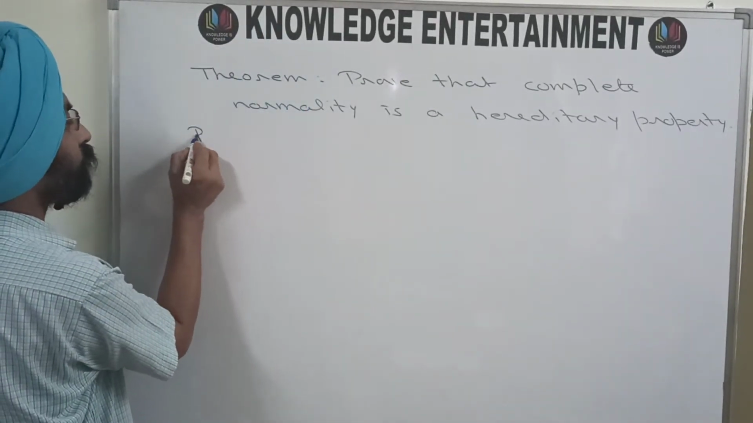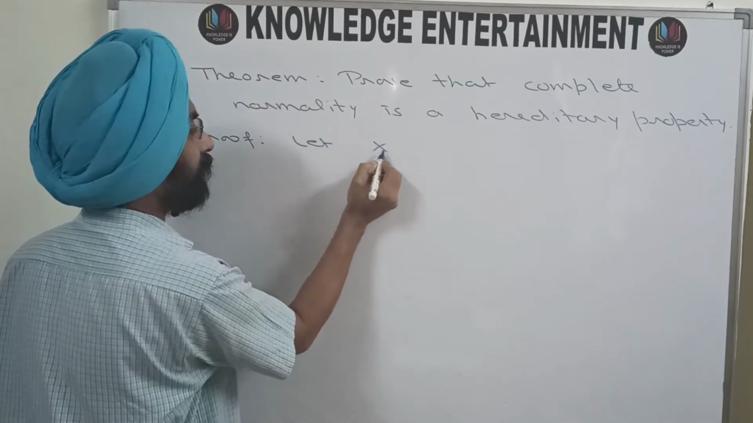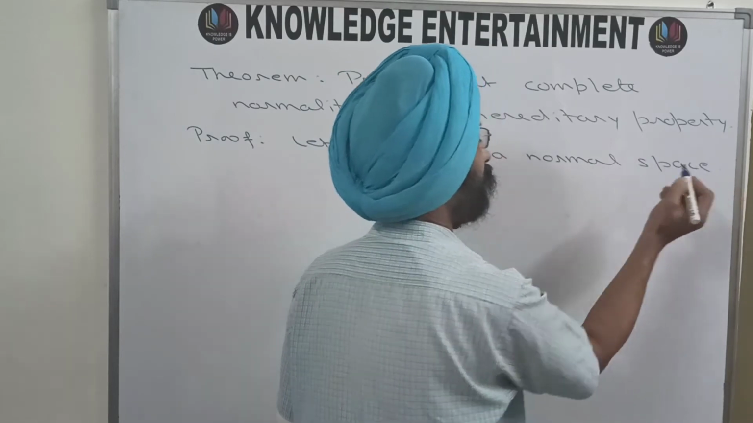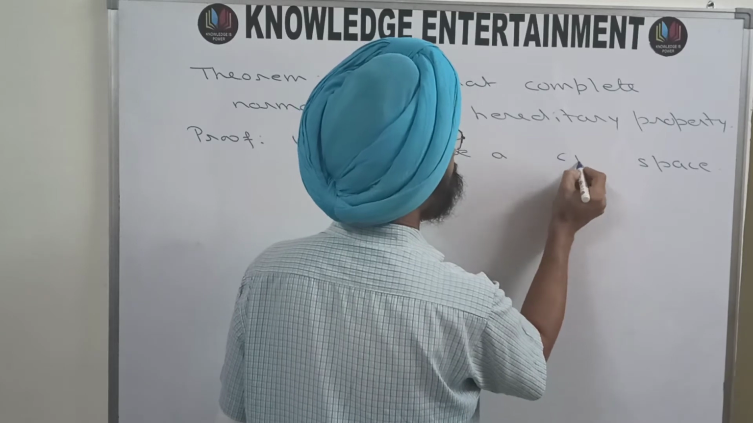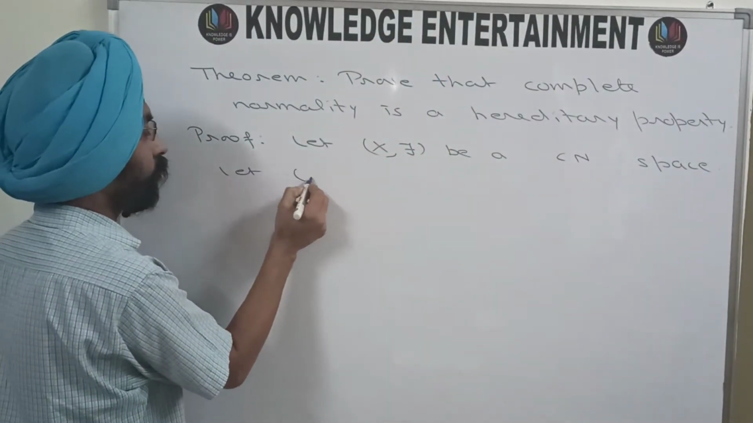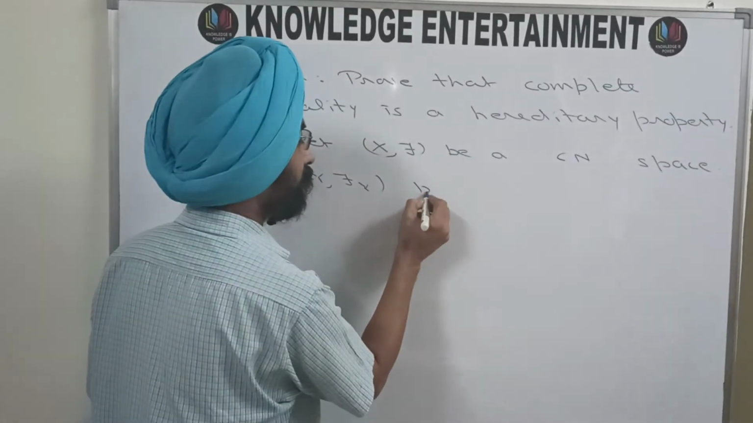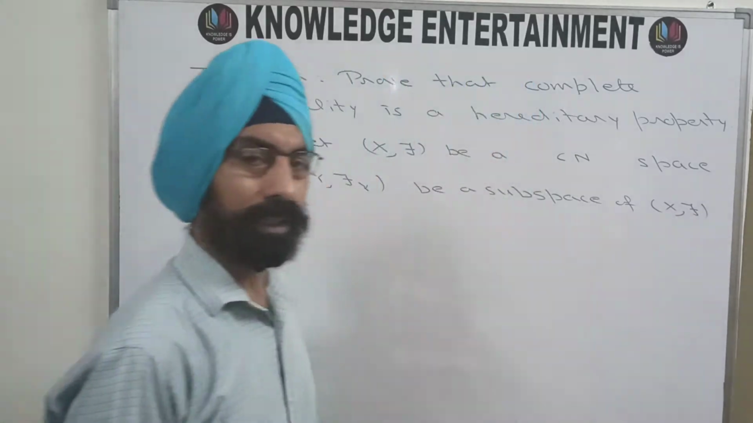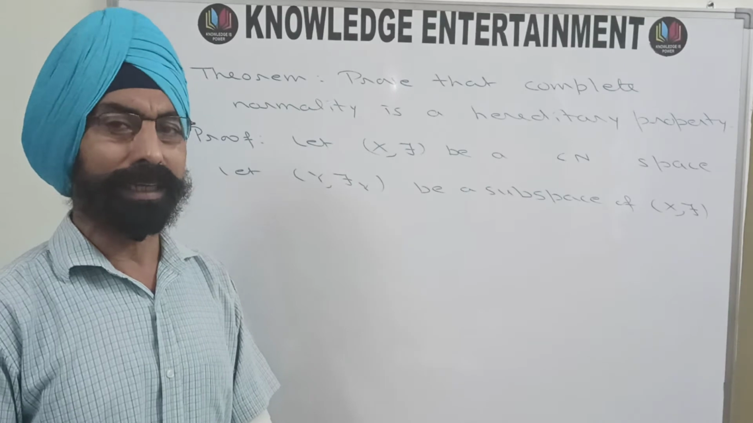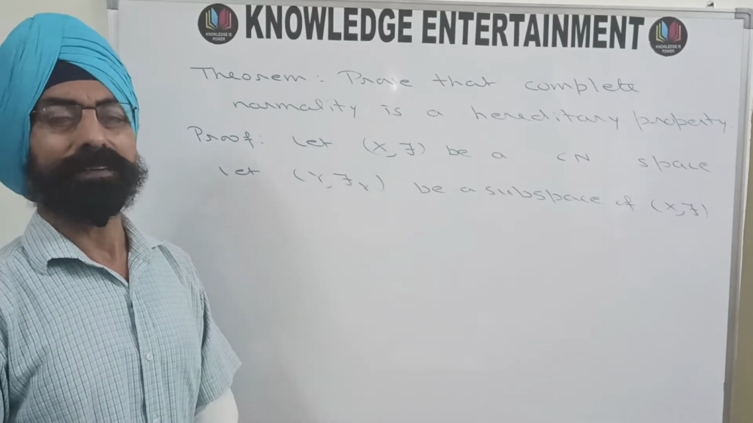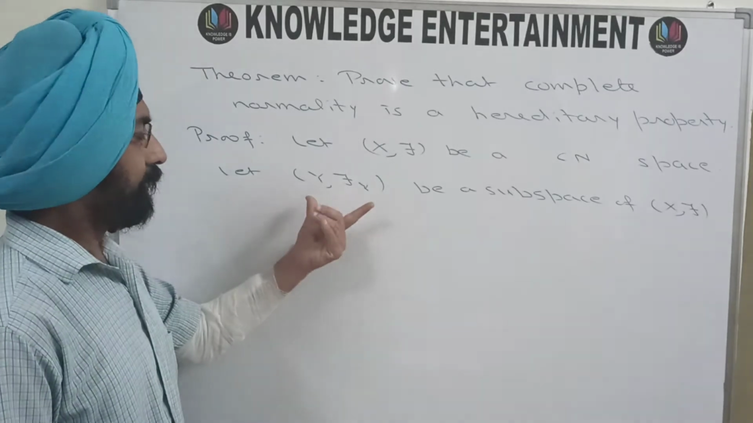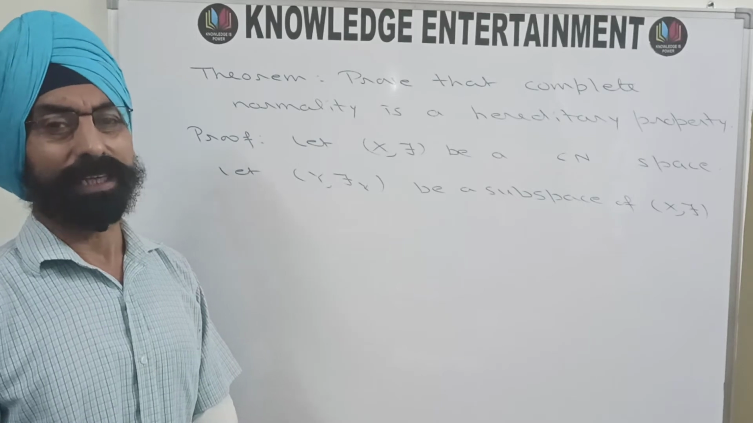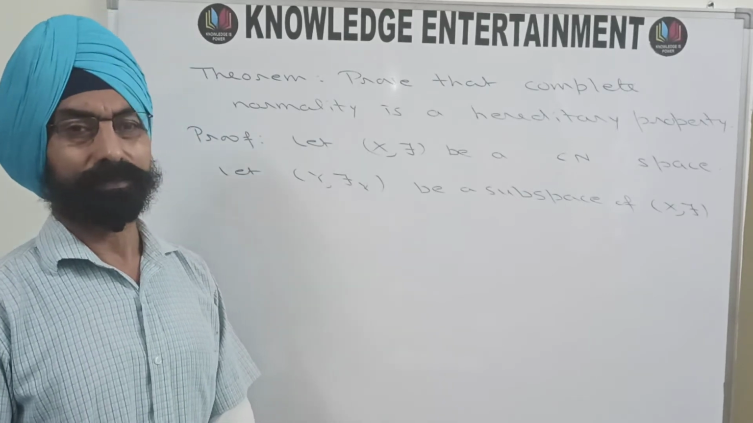So how to prove that? Let us start with the proof. Let (X, tau) be a completely normal space. Let (Y, tau_Y) be a subspace of (X, tau). So what are we to show? We are to show that (Y, tau_Y) is also a completely normal space. And for that, we will have to take two separated subsets of Y, and we will have to find two tau_Y open sets containing them.